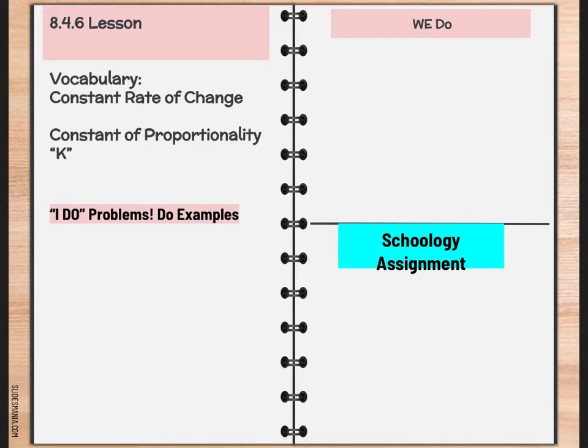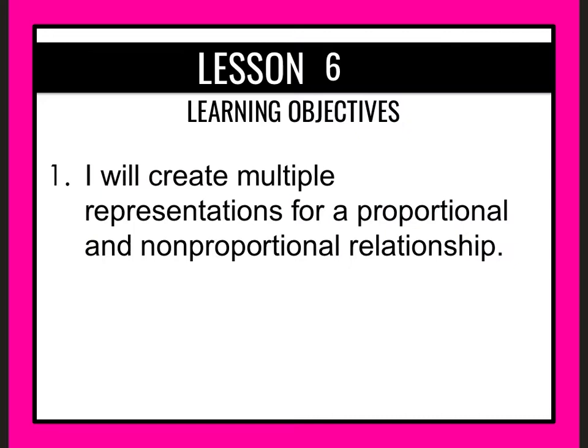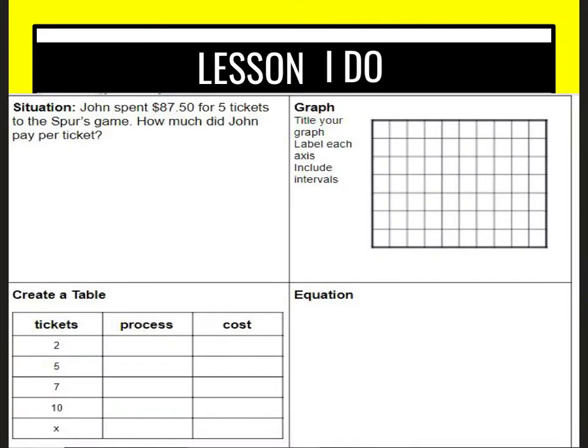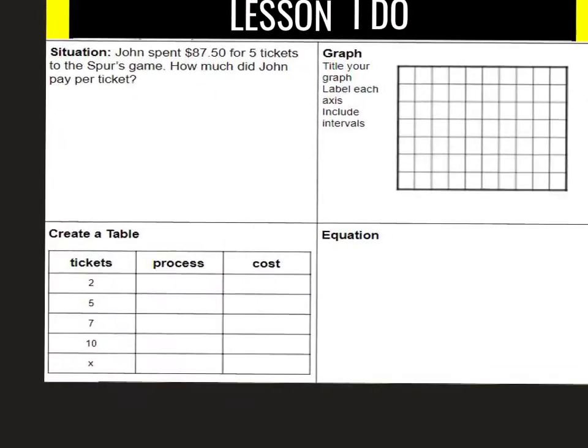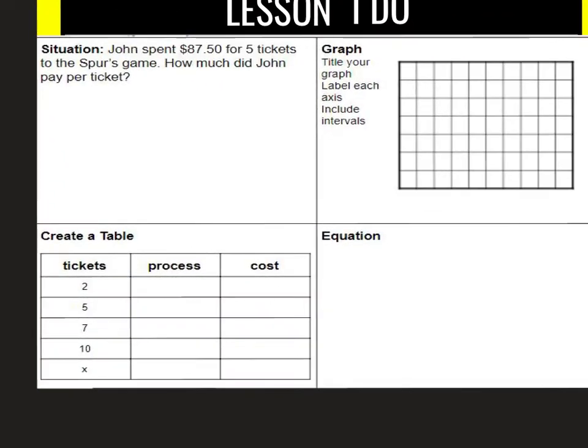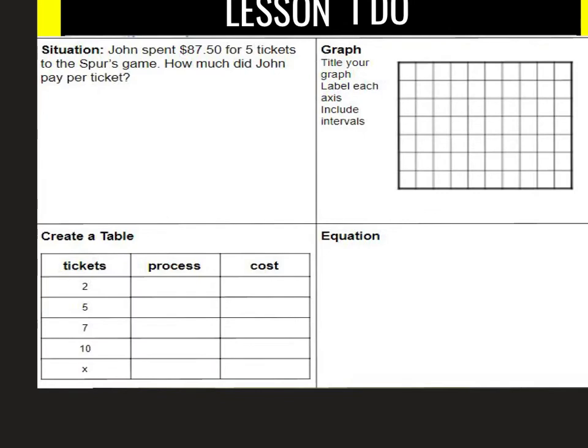I Do problems. Our objective for today is I will create multiple representations for a proportional and non-proportional relationship. Let's look at the following scenario. John spent $87.50 for 5 tickets to the Spurs game. So we need to figure out, well, how much did he actually pay per ticket?